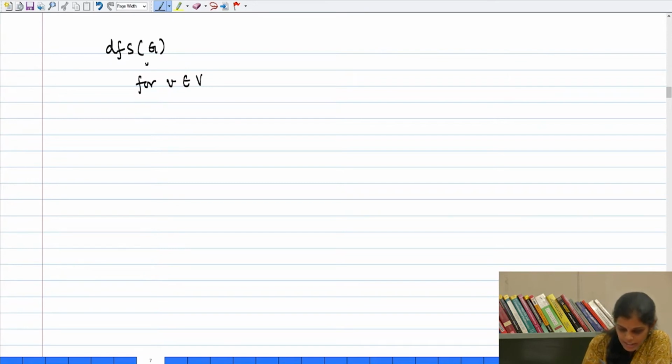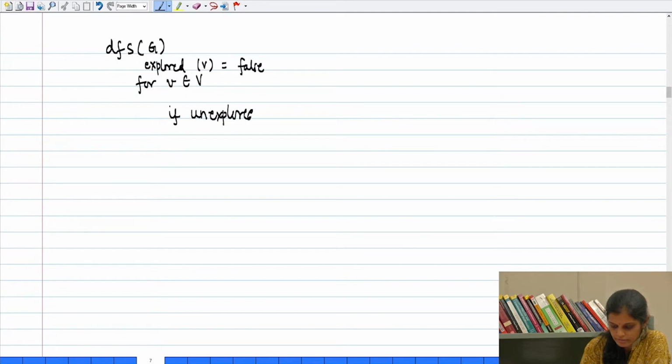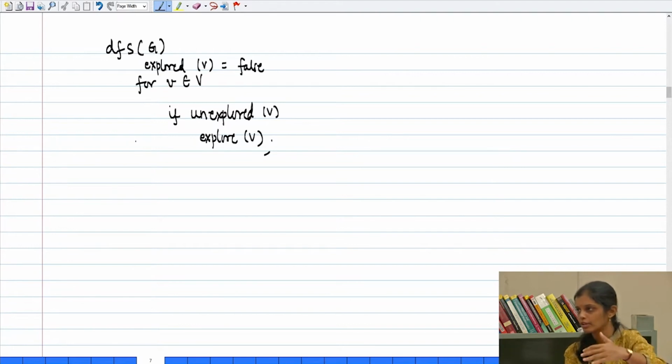So, again I have this initialization of explored of V equal to false, and if unexplored V, then I will call a procedure which is usually called visit or explore of V. So, this is the simple template of the whole algorithm, that is for every vertex. Instead of doing it at a particular vertex, you can think of this explore as what we did for BFS, but we are just going to call it explore.